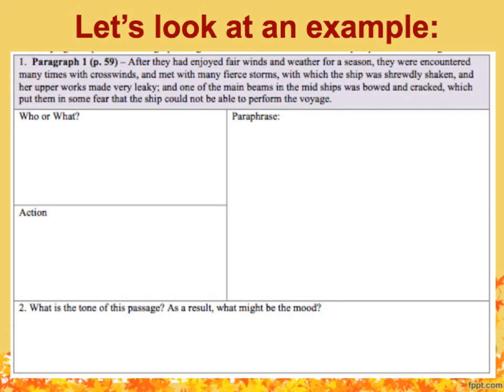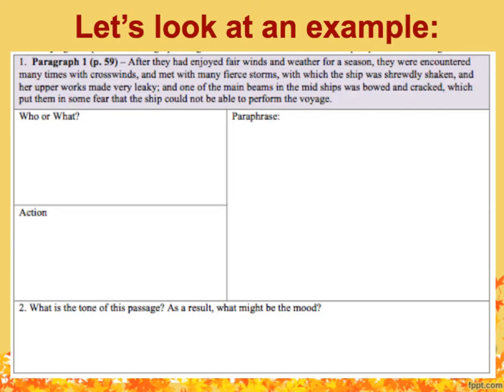So, after they had enjoyed fair winds and weather for a season, they were encountered many times with crosswinds and met with many fierce storms, with which the ship was shrewdly shaken, and her upper works made very leaky. And one of the main beams in the midships was bowed and cracked, which put them in some fear that the ship could not be able to perform the voyage.